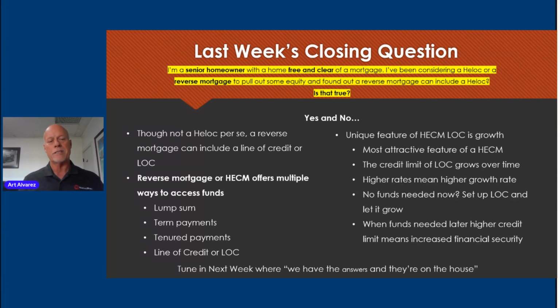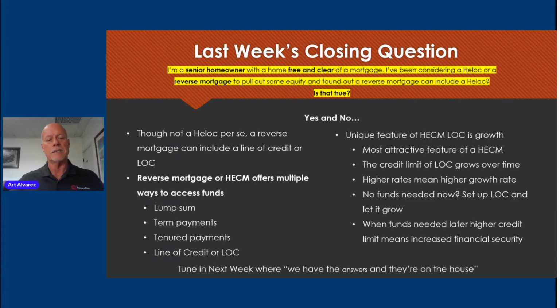A reverse mortgage does not have a HELOC per se. Now, again, a HELOC is a home equity line of credit. And of course, that is a second mortgage that is typically put on a home where there's an existing first mortgage in front of it. So the reverse mortgage doesn't have that directly, but what a reverse mortgage does include, or can include, is a line of credit, or what we call an LOC. It basically works the same way as a HELOC.